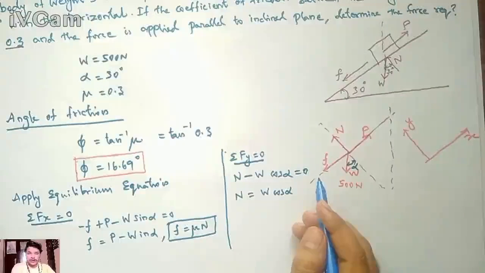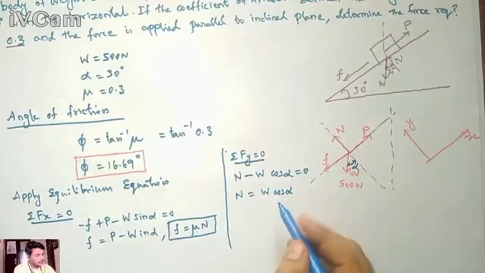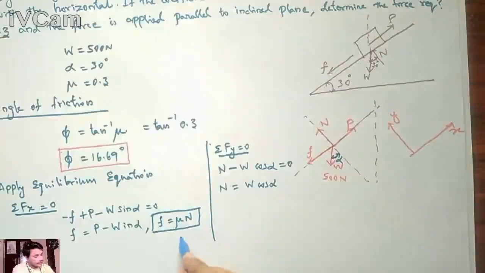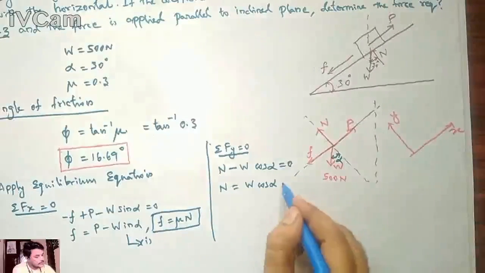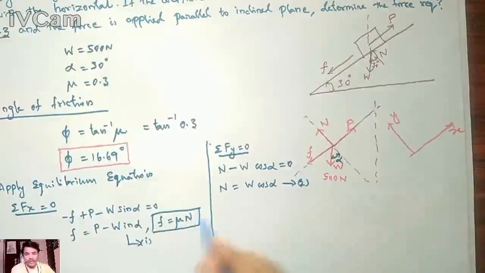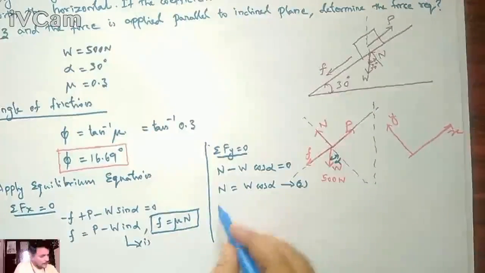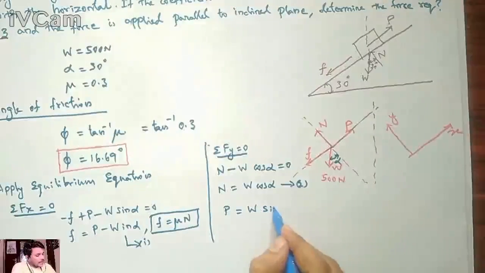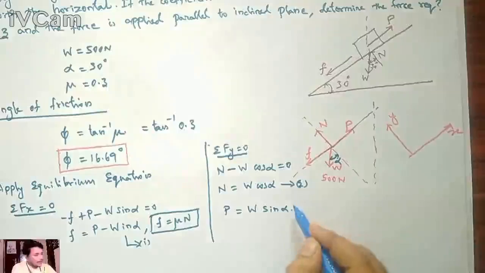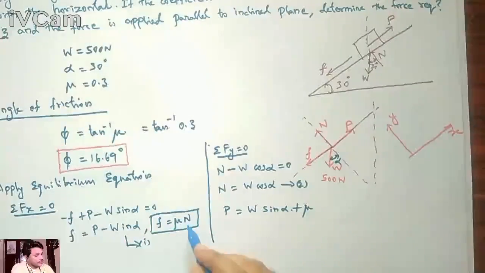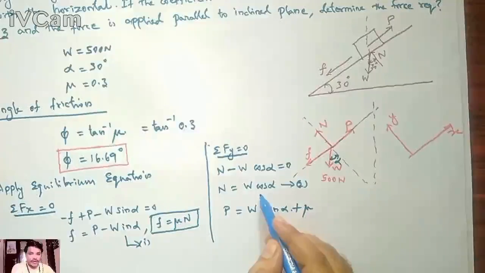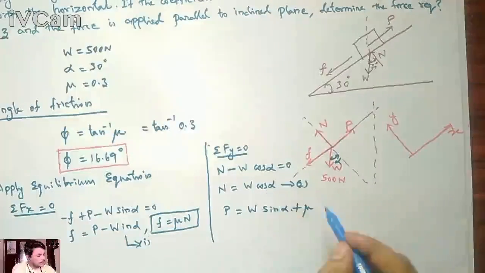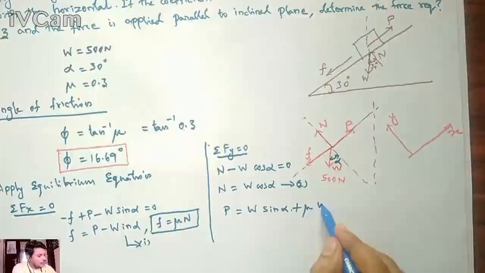So solving these two equations, you can take this as equation 1 and this as equation 2. Solving these two equations, P equals W sin alpha plus mu into, instead of N, I am substituting W cos alpha, mu into W cos alpha.